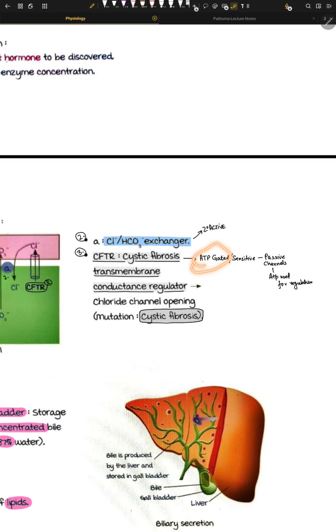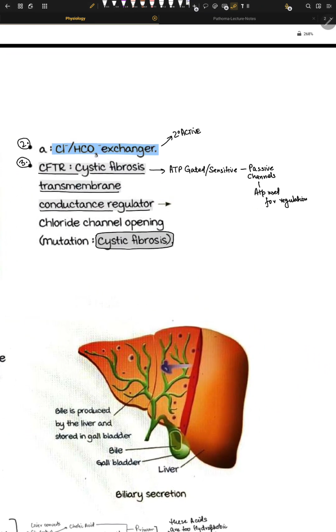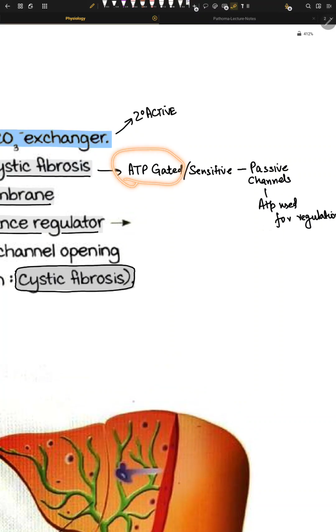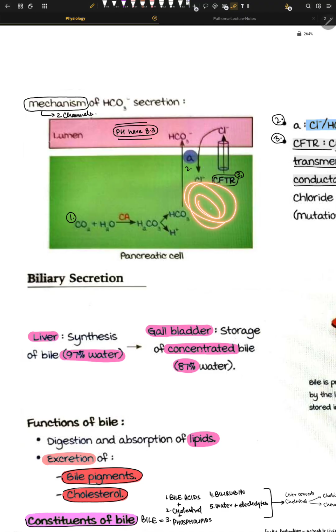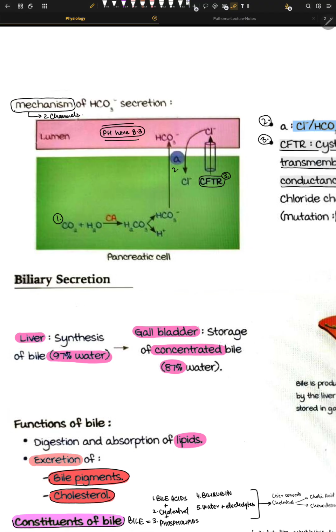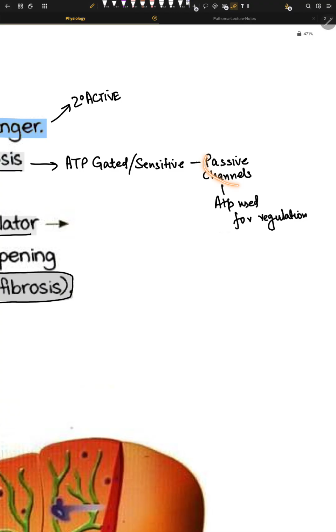Now these are ATP gated, or ATP sensitive. Cool. Now they are passive channels. It means they work passively. It means they work on the concentration gradient. Here was a lot of chloride already, and then they've just pushed it. Okay, so passive channels. ATP is used for the regulation of these channels.